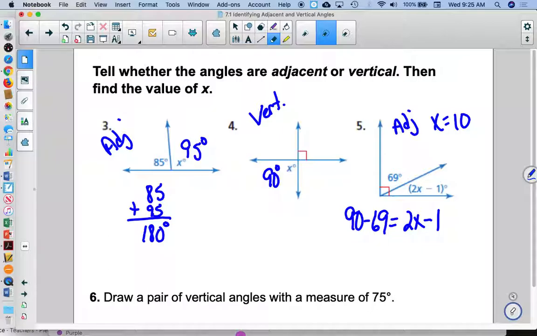Aaron? Okay, hang on a minute, Aaron, because there's someone talking here next to you. I can't hear you. Okay, try again, Aaron. It's 11 because if you put it together, it's 2 times 11 minus 1. You get 21, and then you do 69 plus 21. That should equal 90. What's 90 minus 69? 21.